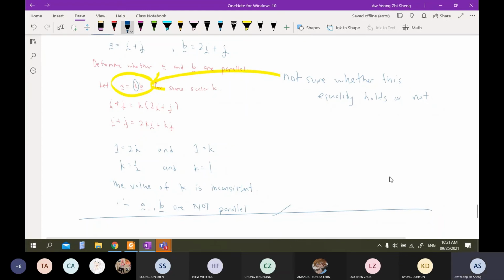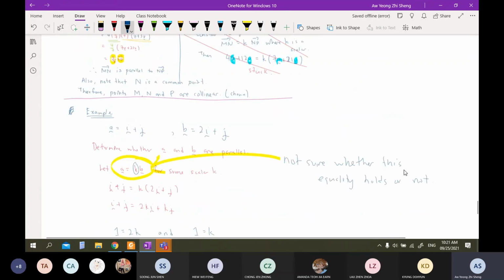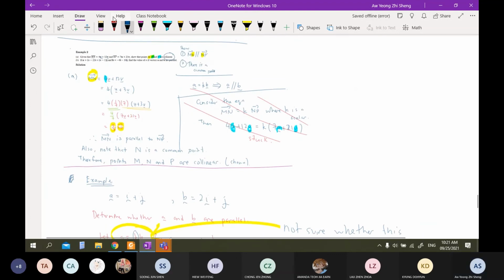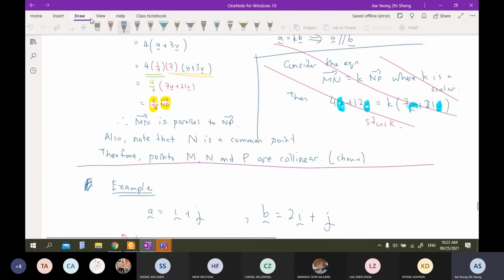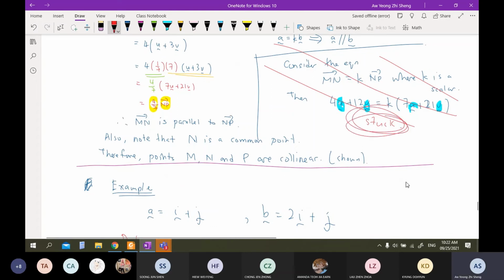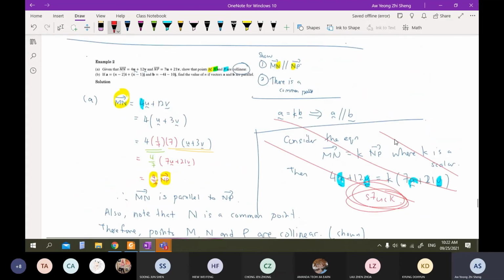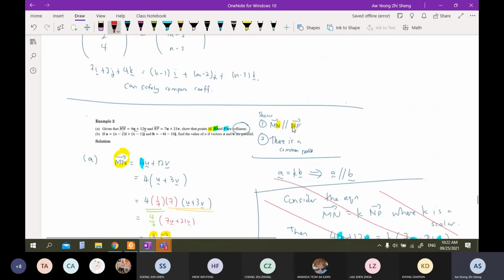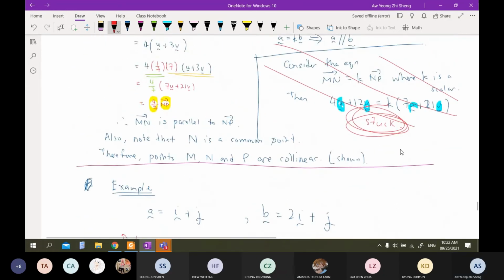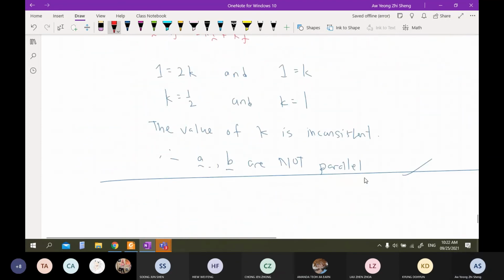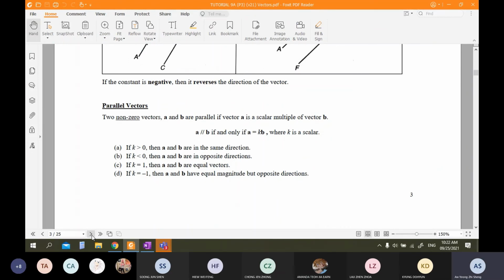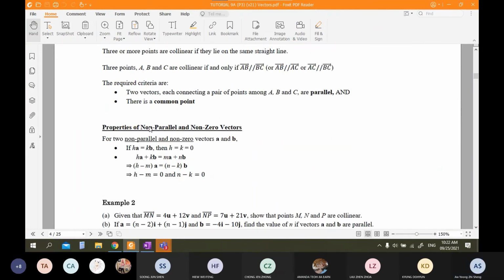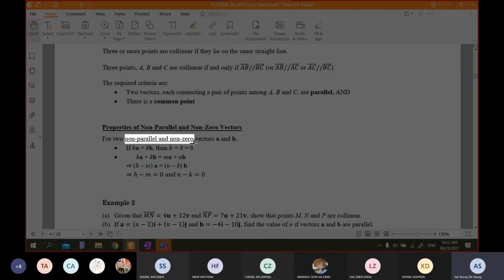I think Wei Feng has already answered Kushagra's question in chat. We cannot compare coefficients under the method that I show here, where I say stuck. The reason why we are stuck here is because we cannot proceed to compare coefficients. You can only compare coefficients if you are told that U and V are non-zero and non-parallel. That is the condition before you compare coefficients.